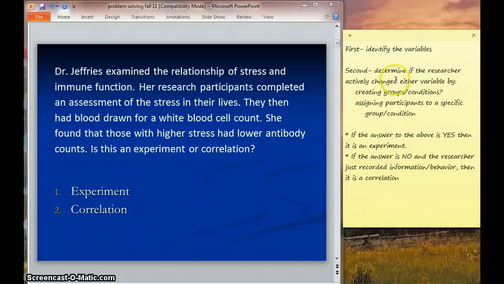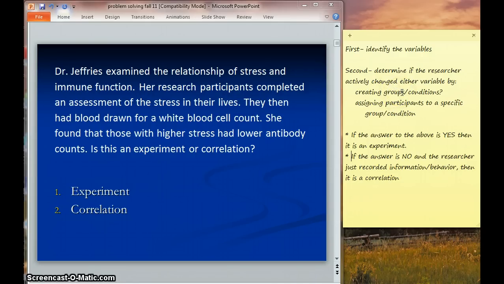Now once you do that, you need to determine if the researcher actively changed either of the variables. So we look back here. Did Dr. Jeffries actively change the stress in her participants' lives? No, that wasn't happening here. Was she actively changing their white blood cell count? Well, no, she wasn't injecting anything into them. She wasn't irradiating them at all. She didn't make a change at all.